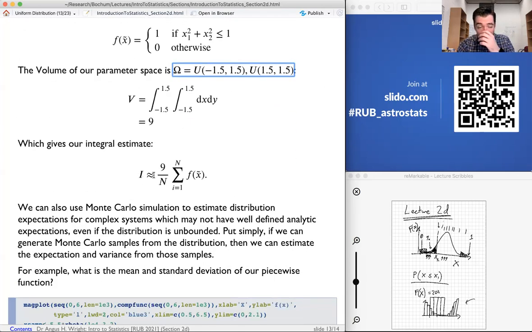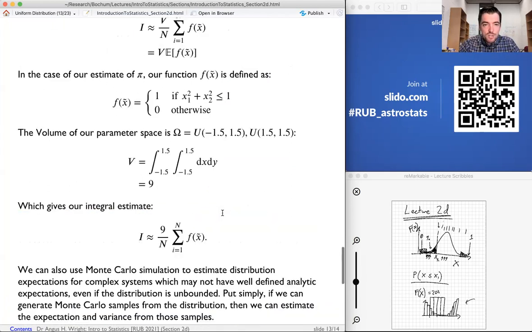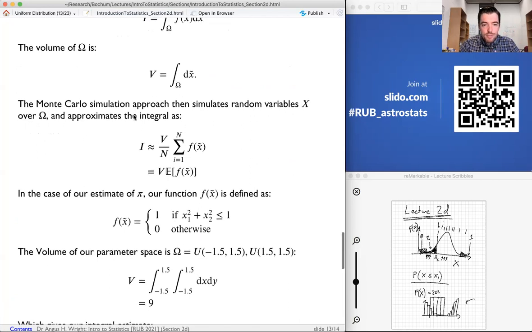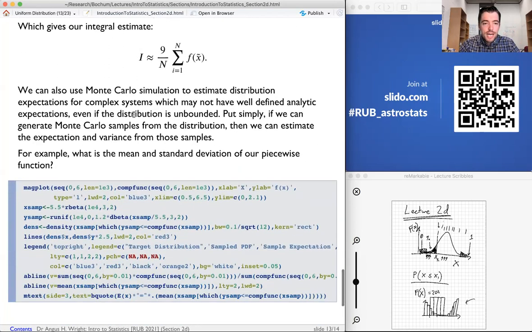And so the estimate of our integral is 9 over the number of samples times the sum of the acceptance function. So basically it's the number of accepted samples. And we can use our Monte Carlo simulation to estimate the value of pi, and that's what we were doing up here. So this is the mathematical, slightly more rigorous way of looking at it.